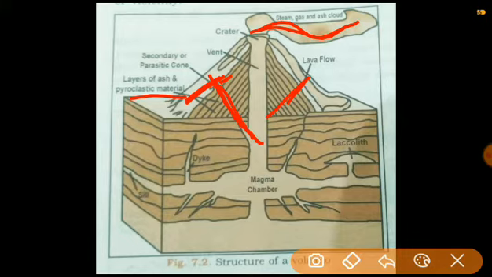And if the lava does not come out, some structures are formed inside, such as the laccolith, the dike and the sills. We already discussed these in the last chapter. The batholith also we have seen in the last chapter. So all these structures we have already discussed, and this volcano structure is very easy. The main three things are the magma chamber, vent and crater, and you can also see the clouds, gas, lava flow and these different structures. I hope you understand this structure.